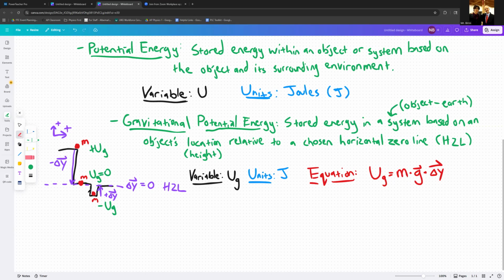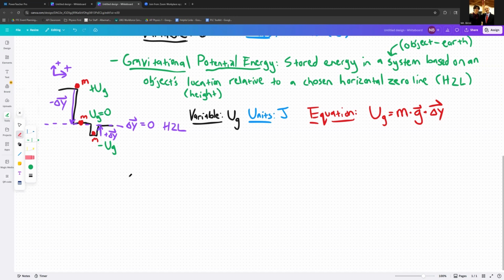So thinking about it as, is there the potential for this stored energy in a system to allow for or have this ability to exert a force and cause change? So gravity only has the ability to exert force and cause change when we have this object that is somewhere above the chosen horizontal zero line. If it's at the zero line or it's below it, then you have either zero or negative gravitational potential energy.